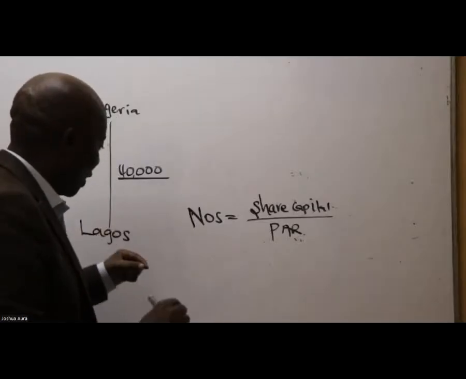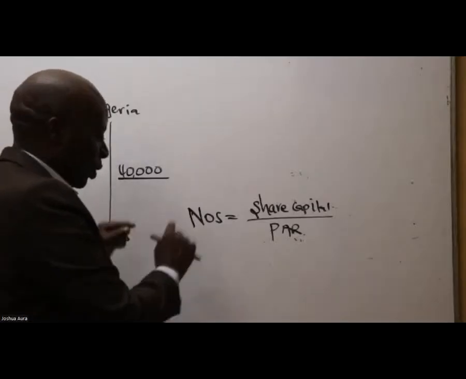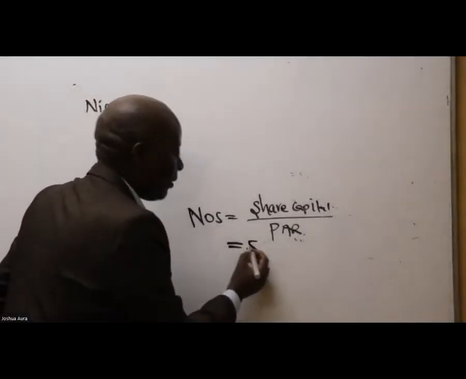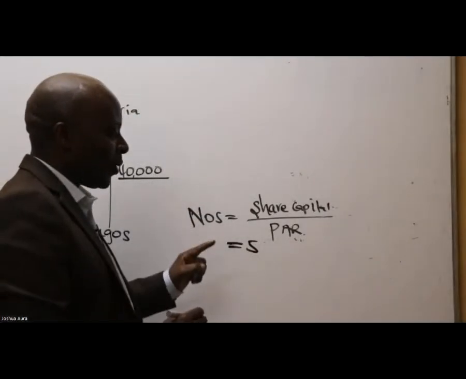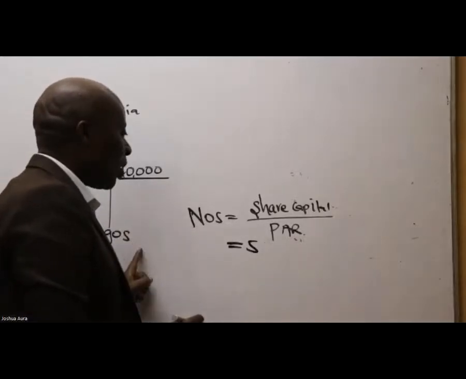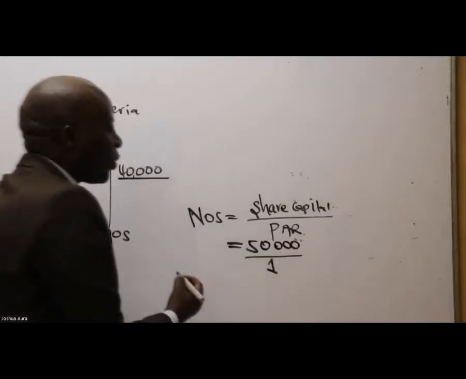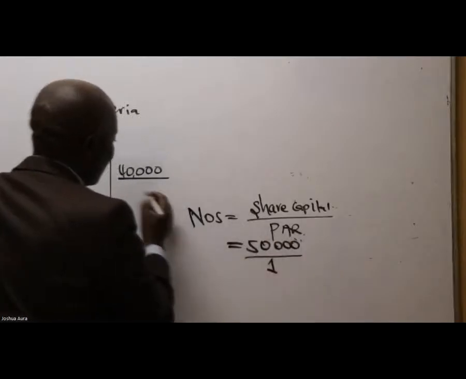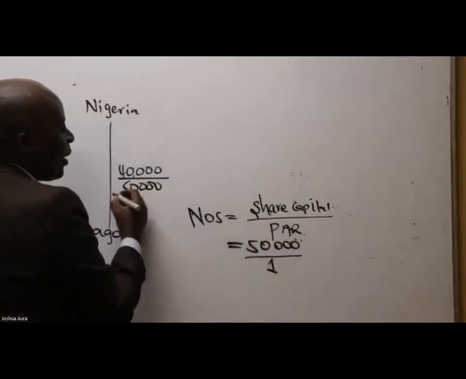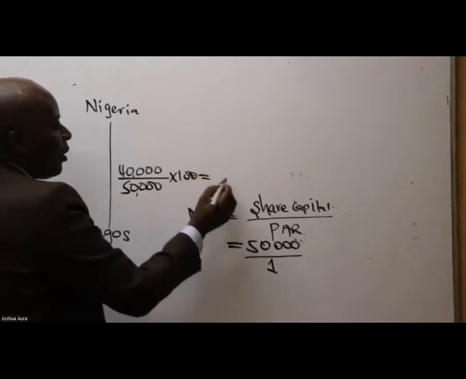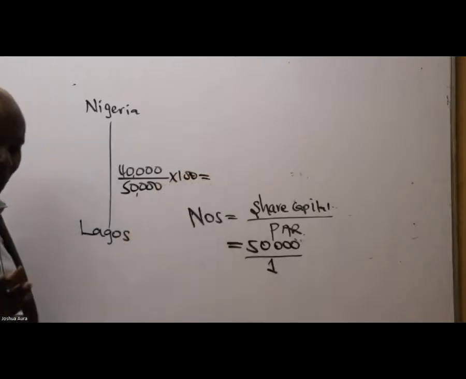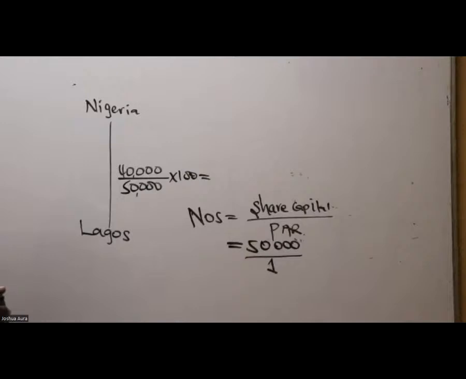We bought 40,000 shares. How many shares does it have in total? The share capital of this company known as Lagos is 50,000, and the par value is 1. So in total, the number of ordinary shares is 50,000. Then 40,000 divided by 50,000 times 100. What shareholding is this in terms of percentage? Please give me the figure.